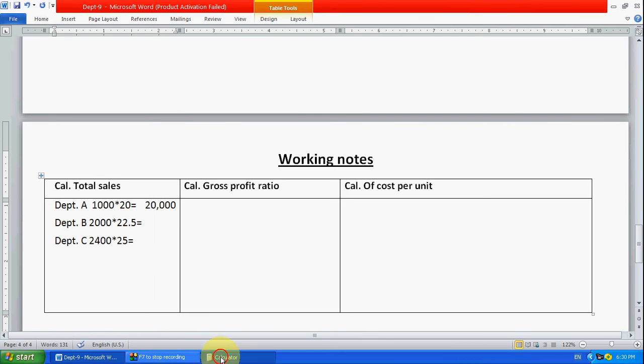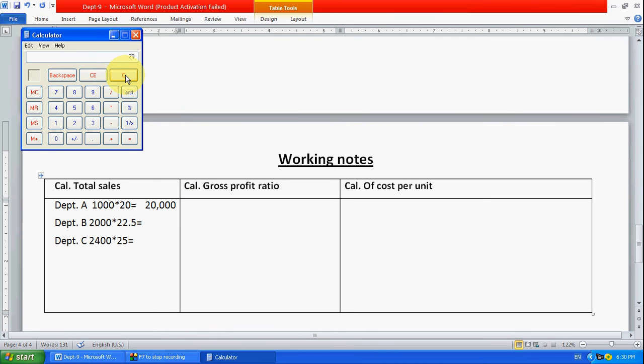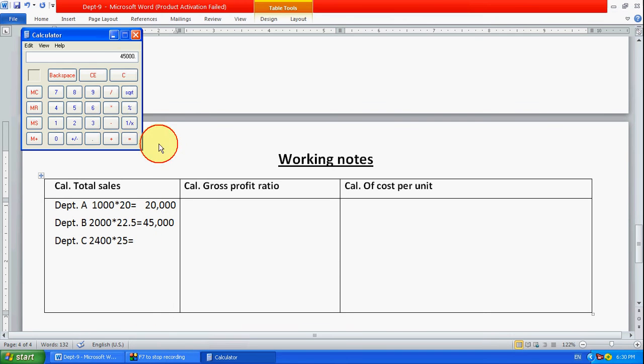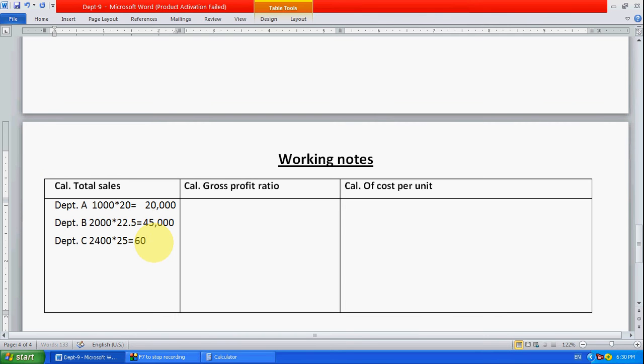Next, 2000 into 22.5, that is 45,000. So we are getting 45,000. Now the last one, 2400 into 25, so 60,000. Right here 60,000. Now calculate this total.